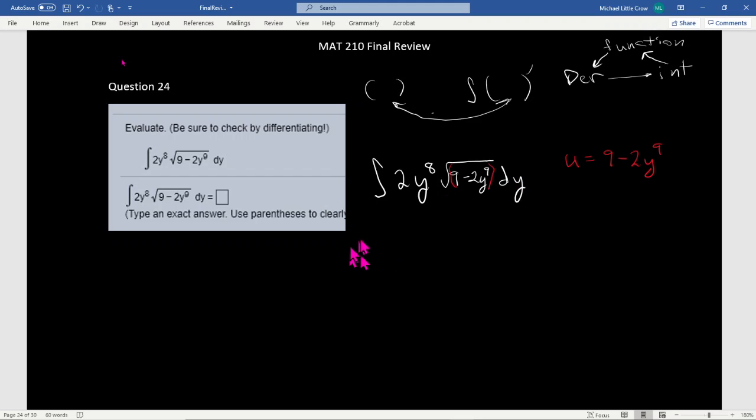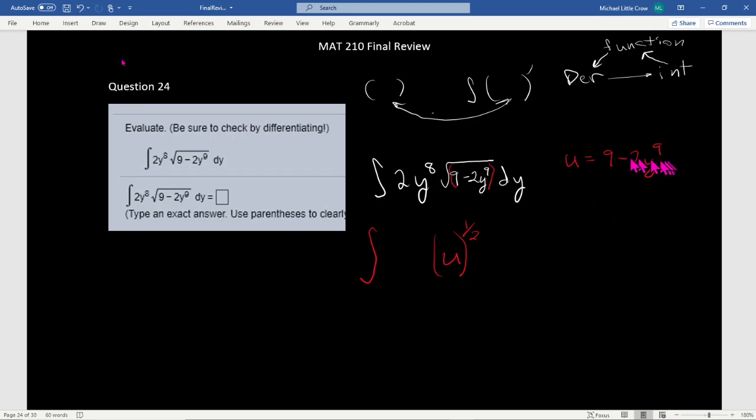Okay, so as we start to make our substitution, 9 minus 2y to the 9th just becomes u. And instead of the radical, we're going to put it as a 1/2 power, because that will help us integrate it. Okay, so we've got that part. Now look, we got these other parts here.